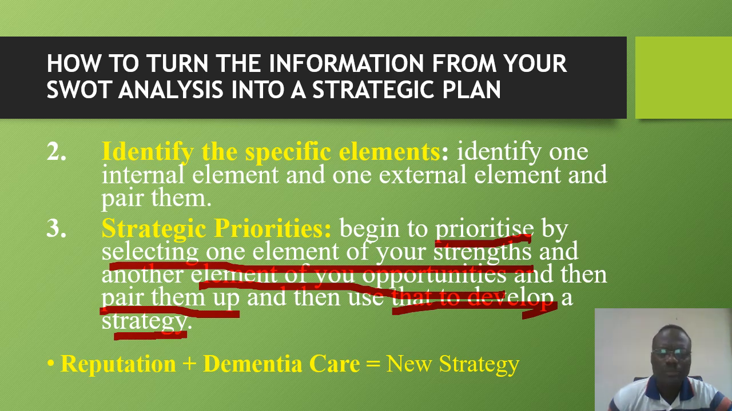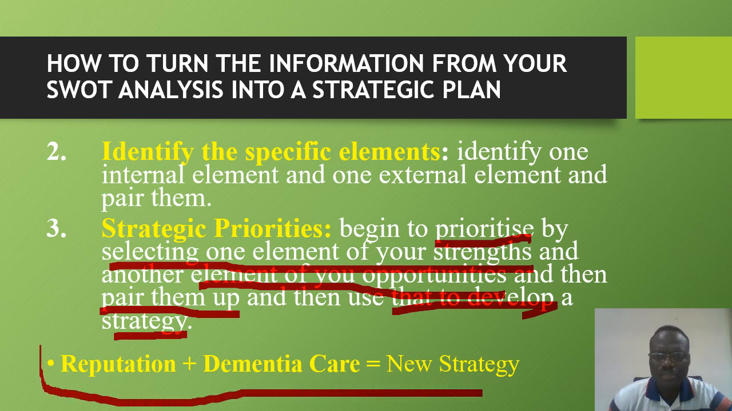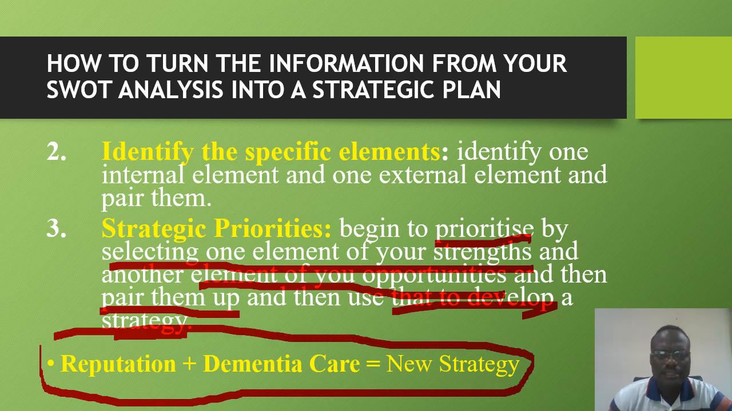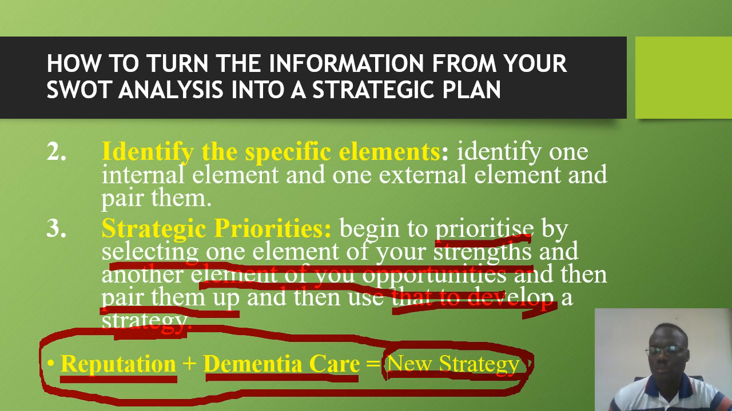So it means that in pairing them, we can just pick up reputation and then dementia, and then we get a new strategy. What it means is that you are leveraging on the strong reputation of your NGO as the basis for promoting dementia care, and then you have a new strategy which you can use to competitively beat your competitors. It gives you a competitive edge over your other competitors. So then we're going to go with these 2, and we have a plan, we have a strategy.